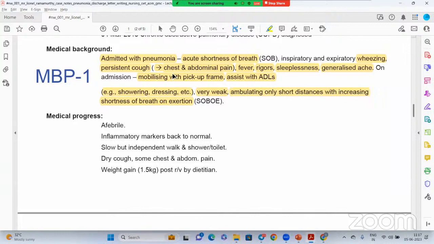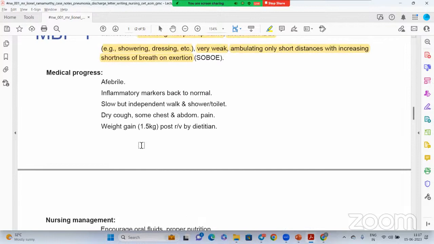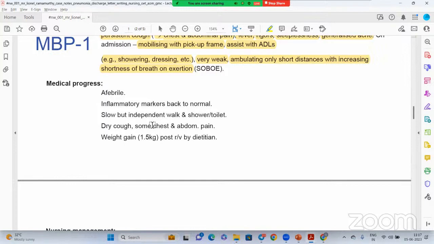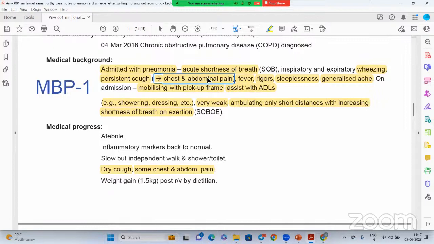So, you can see here, medical progress is here, slow but independent, dry cough. Still cough is there. Even now also cough is there. Some chest and abdominal pain is still there. So at the time of the beginning, he had chest and abdominal pain and persistent cough. The dry cough is there, chest and abdominal pain is there. So these things are still continuing. Okay. So that also you have to write along with this one here. Or you can write here. Next one. So if you write together, that is better.